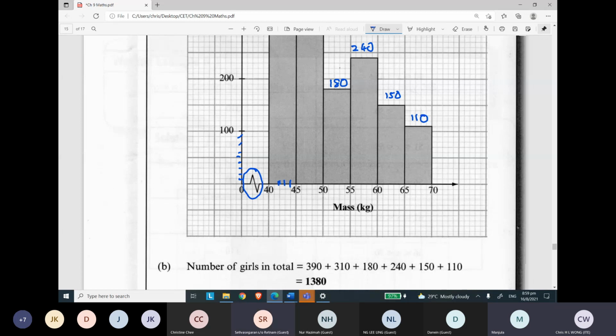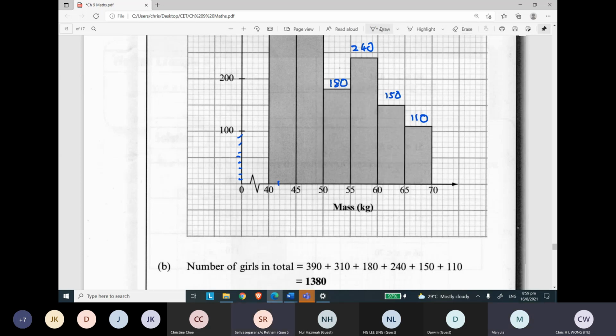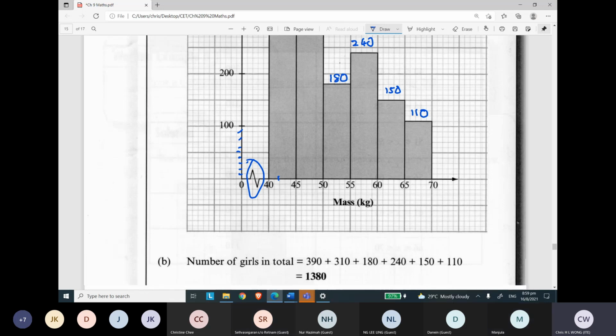In the exam, do we need to write like that? Up to you. But if you jump, you better write like that. When you're jumping, you better write like that. If there's a gap, a jump, you better write like that. Yes, this is called jumping.